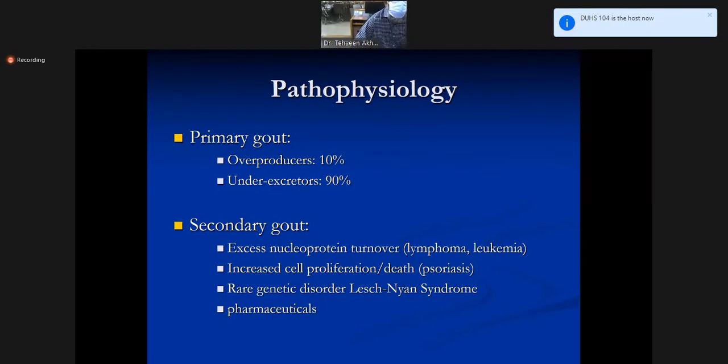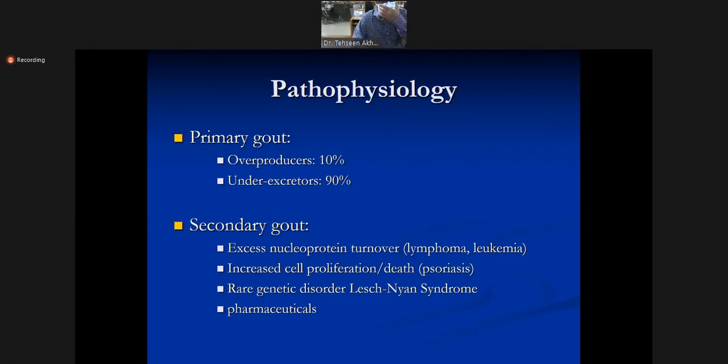Secondary gout usually develops when there is increased nucleoprotein turnover, like in lymphoma, leukemia, and other cancers. Secondary gout also happens when there is increased cell proliferation or death, like psoriasis. There are rare genetic disorders, like Lesch-Nyhan syndrome, in which there is also secondary gout. Some pharmaceutical agents, medicines and drugs, may increase the level.